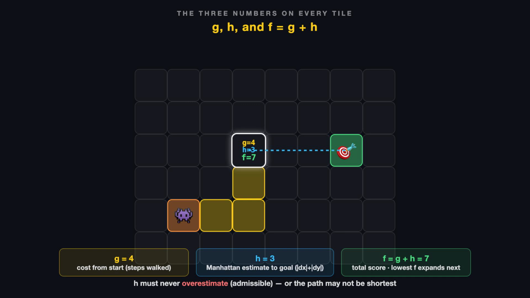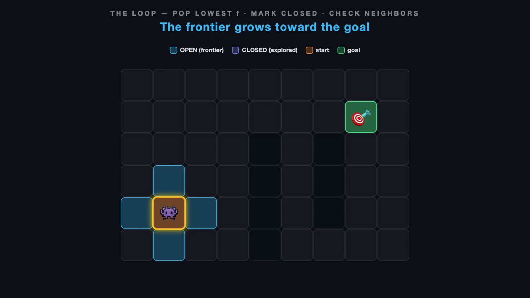And here is the heart of it. A* always expands the open tile with the smallest F next. Lowest F wins. That single rule is the whole search. Now let us run the real search, live, and watch those numbers do the work.